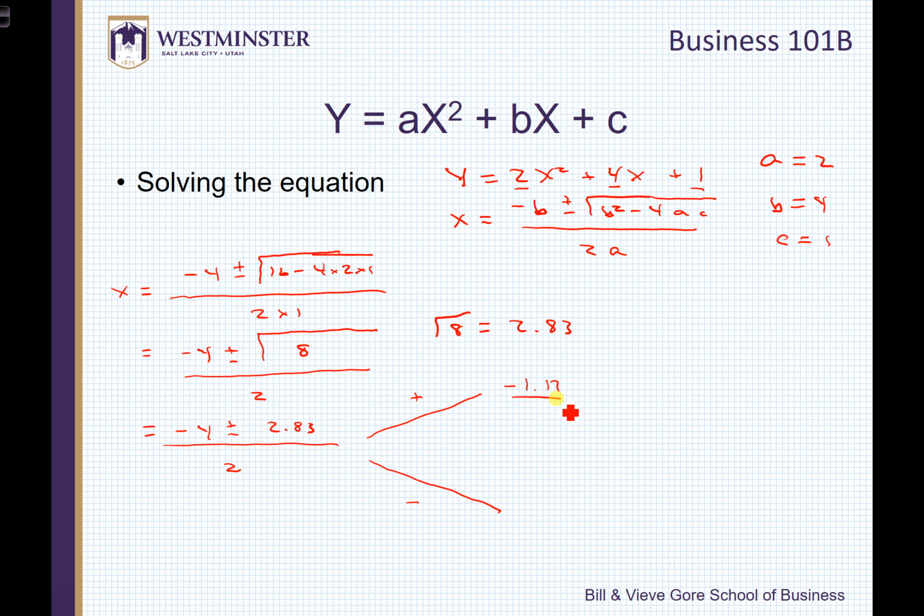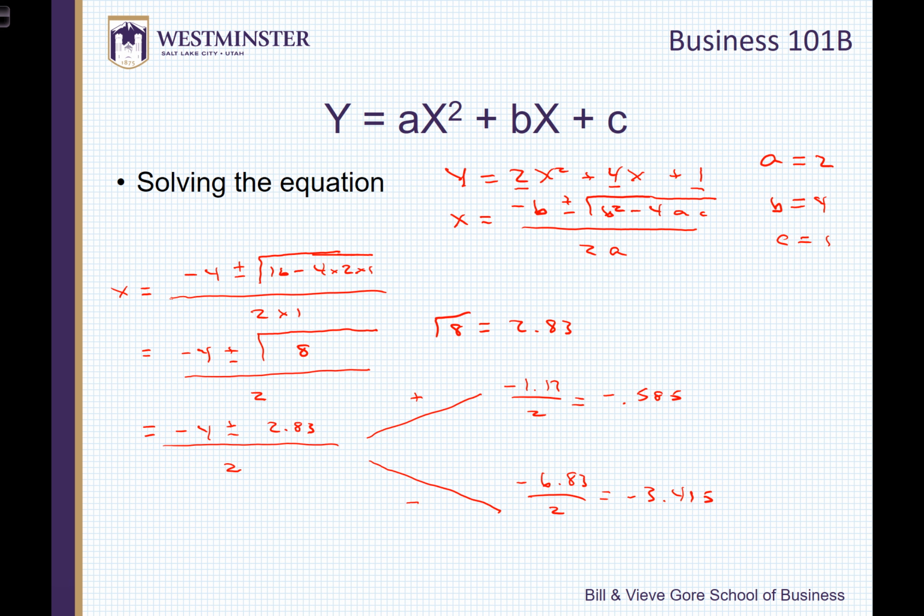So -4 plus 2.83 is -1.17 divided by 2, or that is equal to -0.585. And then the negative solution, -4 minus 2.83 is -6.83 divided by 2, so that gives us -3.415. So that helps us solve this for the equation itself.